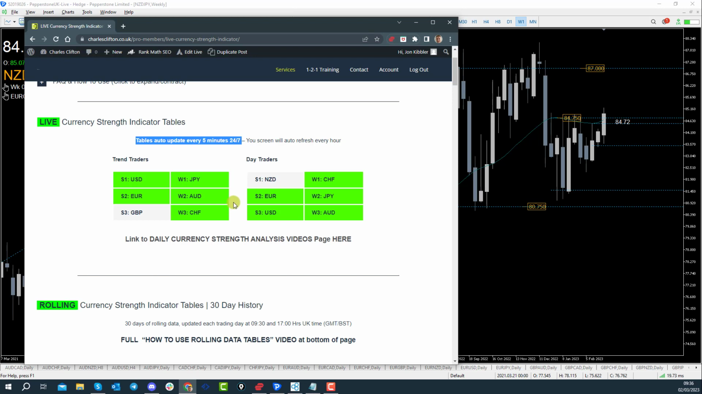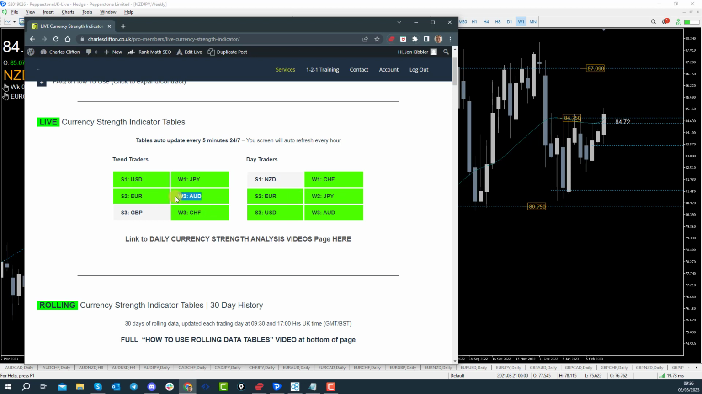So we can see from the trend traders that the US dollar tops the chart, or the table, sorry, at S1. It only appears as S3 on our day traders, so maybe a little bit of the momentum fading slightly there for the US dollar. We've got the euro at S2, which is also S2 on our day traders. We can see that the Japanese yen tops the trend traders as the weakest currency, but appears as the second weakest on the day traders.